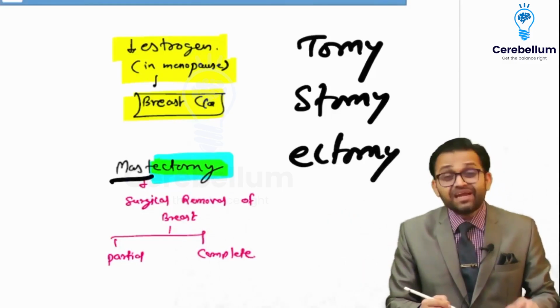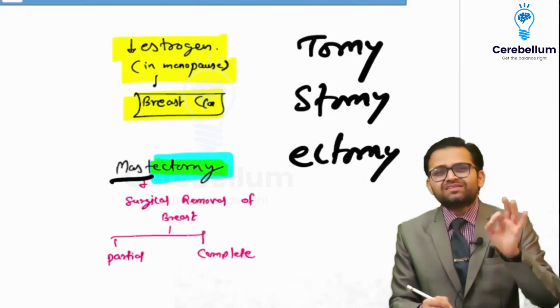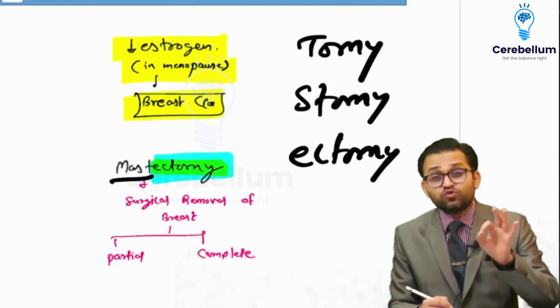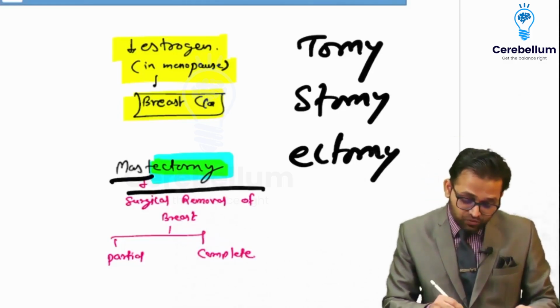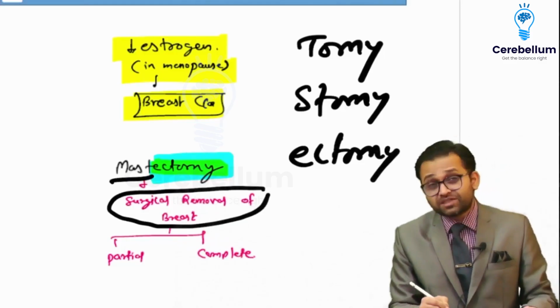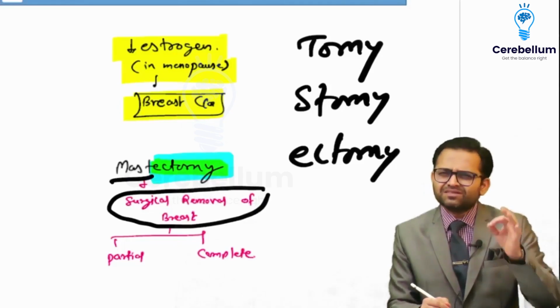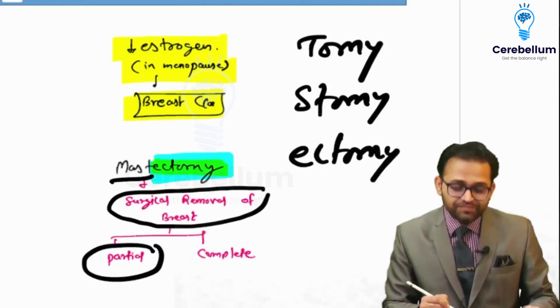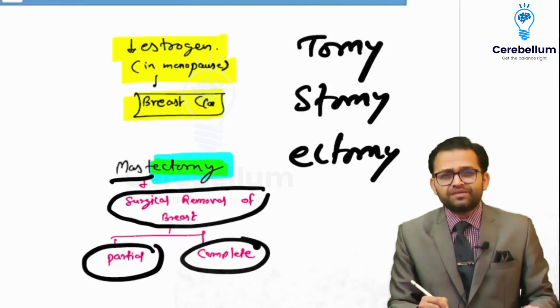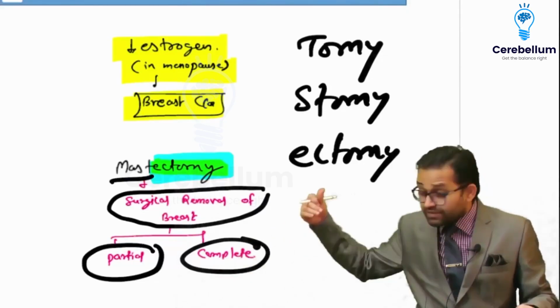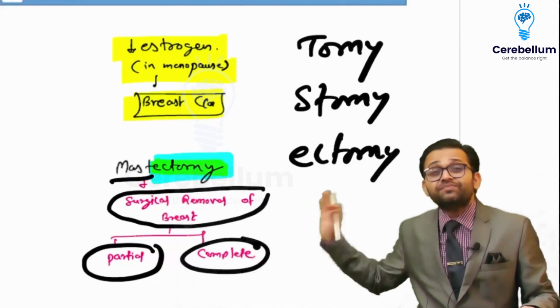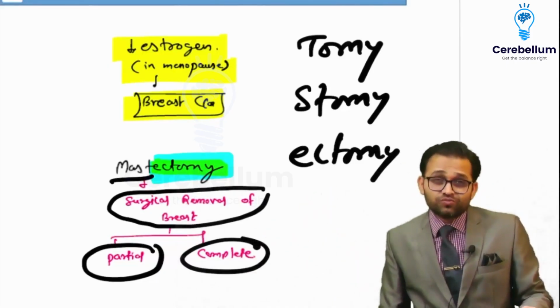So breast cutting and removal, that is a mastectomy. This is the best treatment to avoid death. You have to perform the mastectomy. So surgical removal of the breast is known as mastectomy. It may be of many types. In simple language, partial and complete. Yes, if you are removing a small part, that is partial mastectomy. If you are removing the entire breast, that is the complete mastectomy operation.